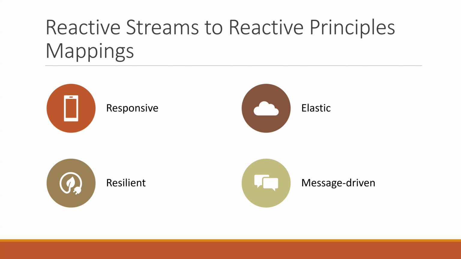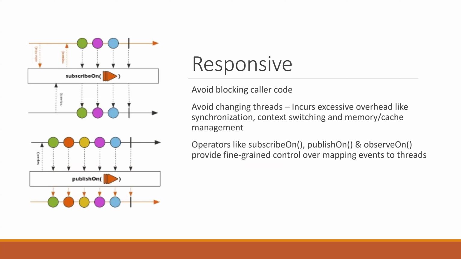Okay, back to reactive streams and principal mappings. We're now going to map what we saw with Reactor. We're going to map those and see if it covers all of the reactive principles that we have. Remember: responsive, elasticity, resilience, and message driven. Okay, so the first one, responsiveness.